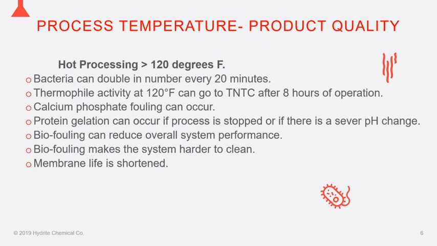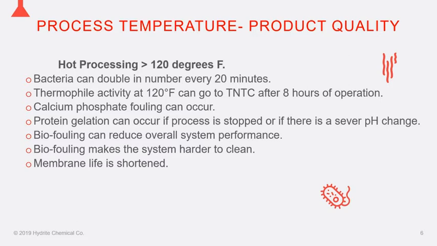Process temperatures, processing hot. When we process in that danger zone, that area between 45 and 135 degrees, product can grow exponentially. So we ensure that we're staying either warm or hot or cold to stay out of that danger zone. At 120 degrees, you can see product can go TNTC very, very quickly within 8 hours of operation. Calcium fouling can also occur at those temperatures.